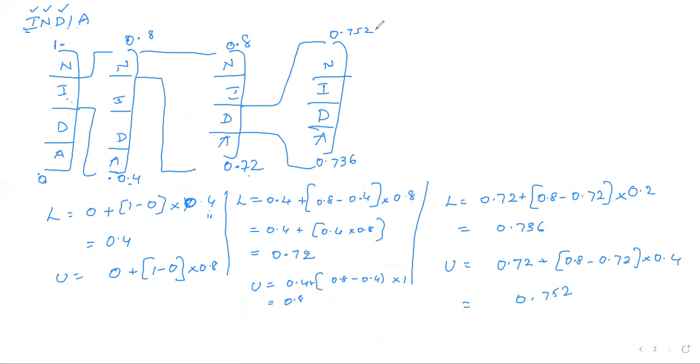Next you have to transmit I. So again you have to do I. Here we already performed I, but we have to perform it once again. Calculate the lower interval and upper interval. After calculating, the next symbol is A.